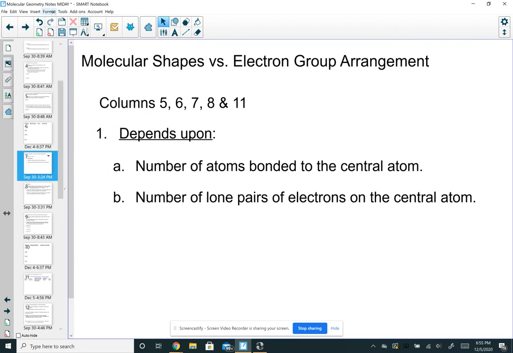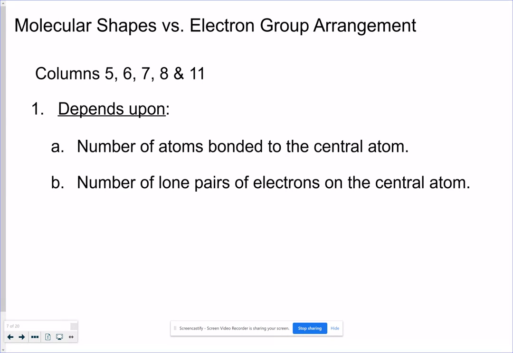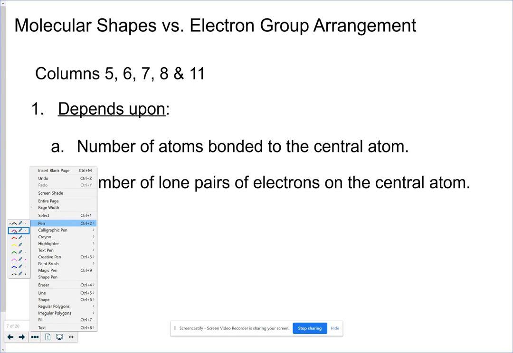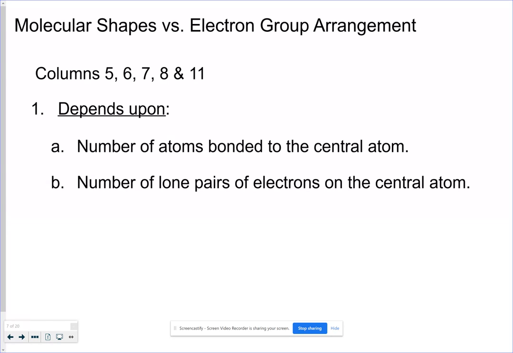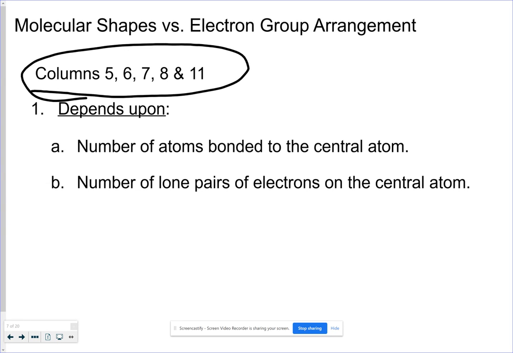Let's go ahead and talk some molecular shapes as well as some electron group arrangements. All of this whole set of notes that we're going to talk about, columns 5 through 8 plus 11, are dependent on column 4. Really, column 4 is the most important column. You need to make sure that you have your drawings down in order to really move on within this worksheet.